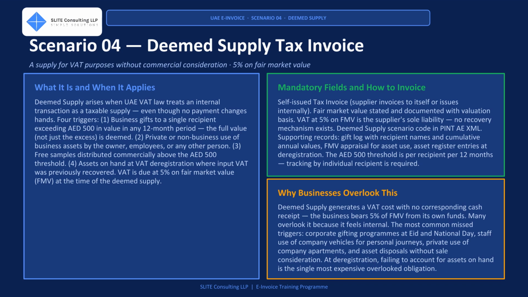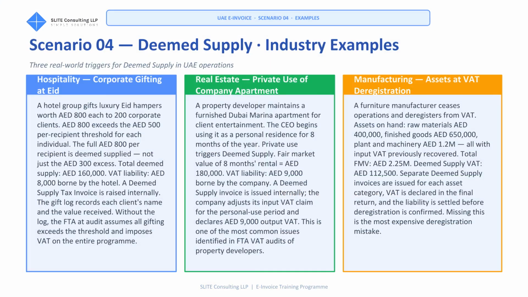Businesses overlook this because it feels internal. The most commonly missed triggers: corporate gifting at Eid and National Day, staff use of company vehicles, private use of company apartments, and asset disposals at deregistration. Examples next. 3 real-world deemed supply triggers.